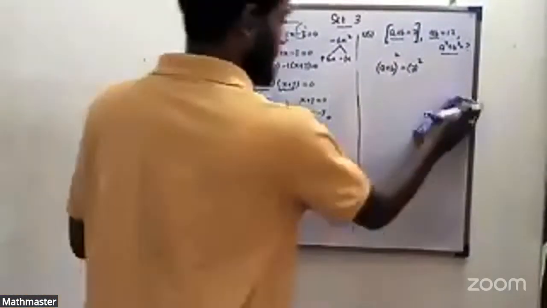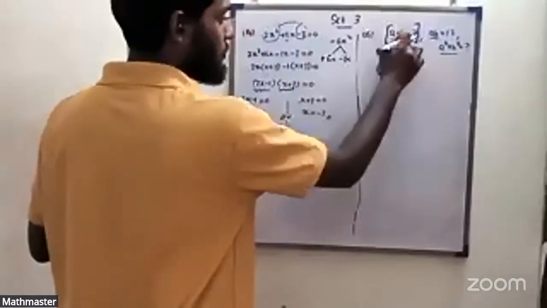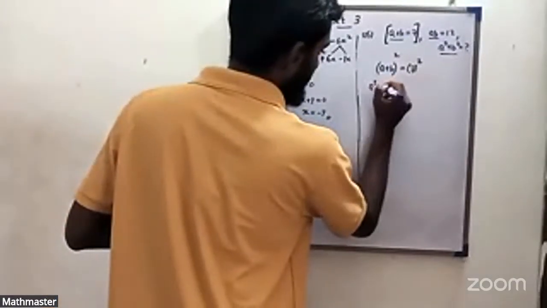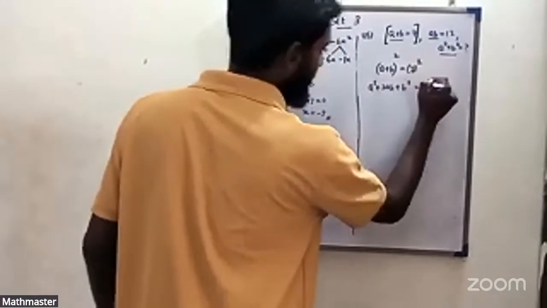Now see, now we have converted this into this one: (a + b) squared inside brackets. First you have to expand. a squared plus 2ab plus b squared equals 7 squared, which is 49.